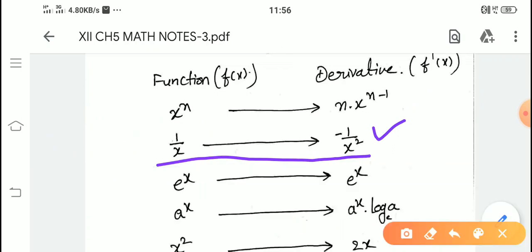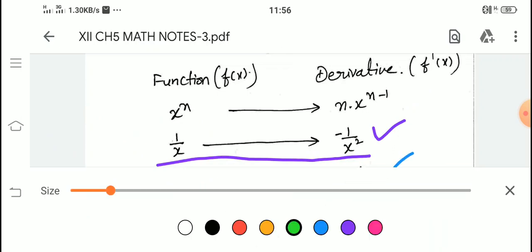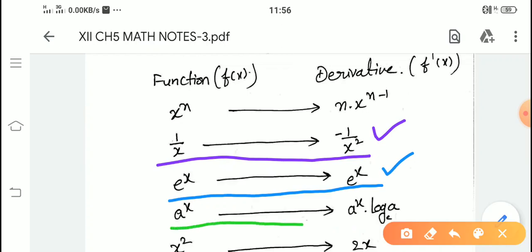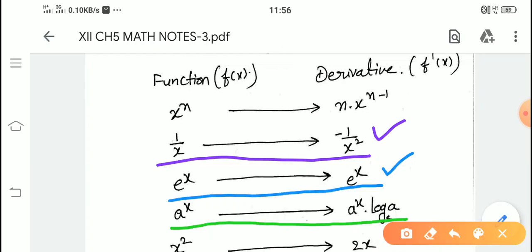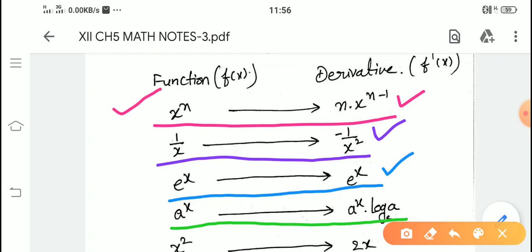Next, the derivative of e power x is e power x only, and the derivative of a power x is a power x log a, and the derivative of x power n is n into x power n minus 1. All these things you should know. First one, derivative of x power n is n into x power n minus 1. 1 by x derivative is minus 1 by x square. e power x is e power x only. a power x is a power x into log a to the base e. Base e means it is a natural logarithm.